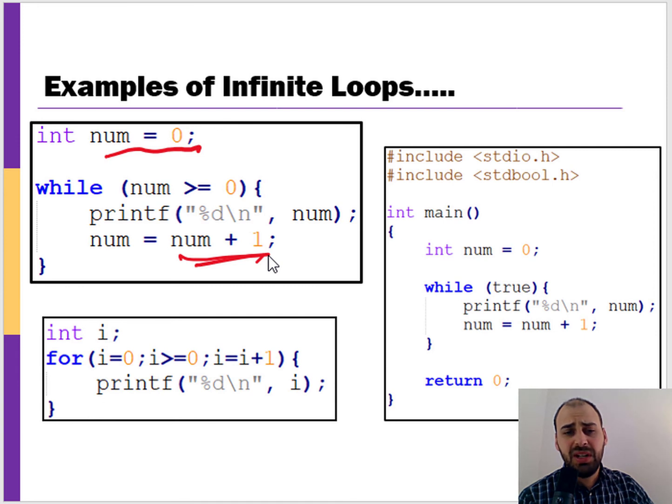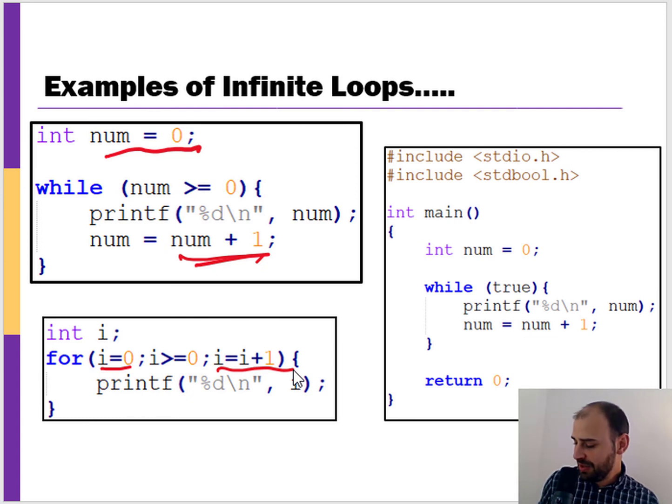It's similar to below, right? i is 0, and here it's adding 1. i is not going to become negative, right? It's going to continue to loop. And then you could also do something like this, where you have a condition that's just true. That will also be an infinite loop.